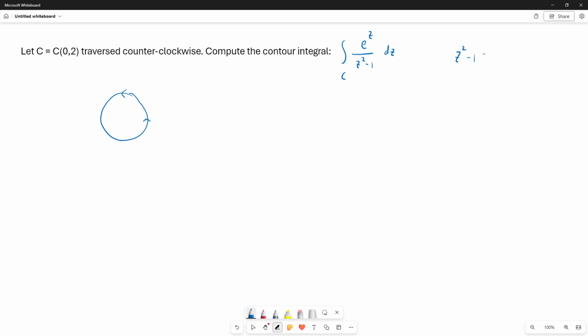Z squared minus 1 equals 0 gives z equals plus or minus 1. So there are two singularities at plus 1 and minus 1. Both of these numbers are inside of the circle, centered at 0 with radius 2. So we have two singularities inside the circle. And so to compute this integral, we're going to use a combination of the extended deformation of contour theorem and Cauchy's integral formula.